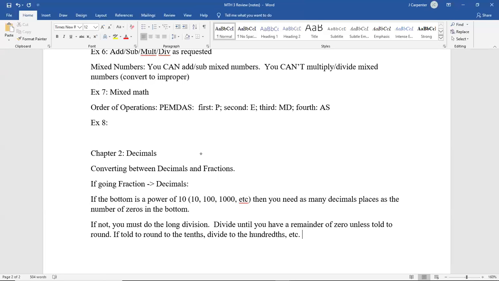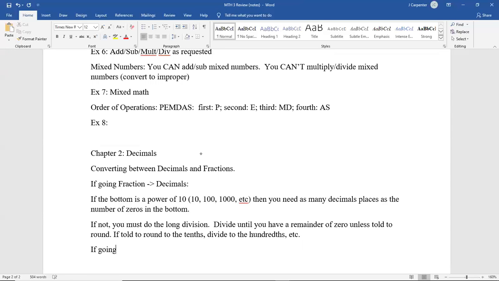So if they tell you to round to the nearest tenth, then you have to show division to the nearest hundredth. If they tell you to round to the nearest millionth, then you have to do your division to the nearest ten-millionth, because you need 1 more place to look at.